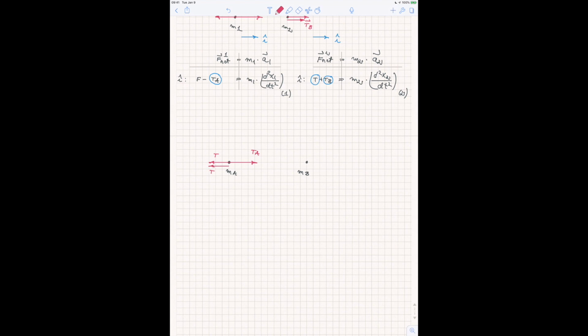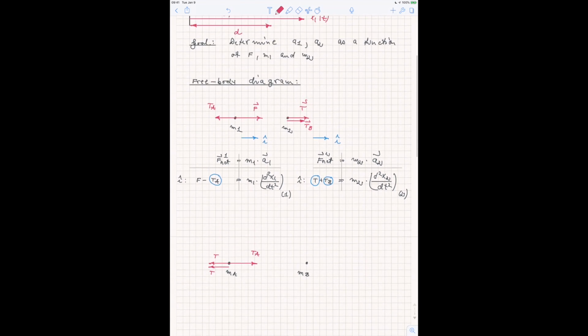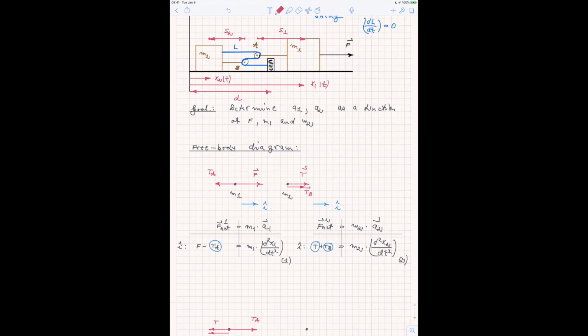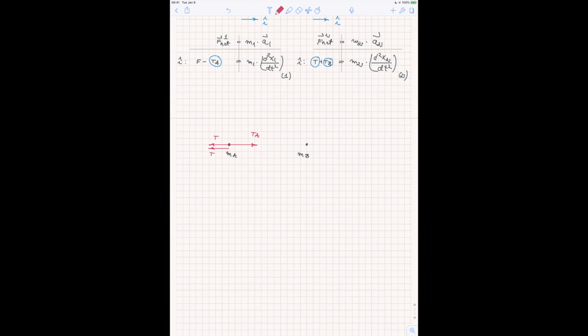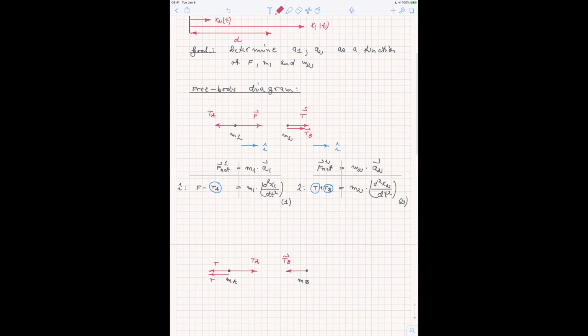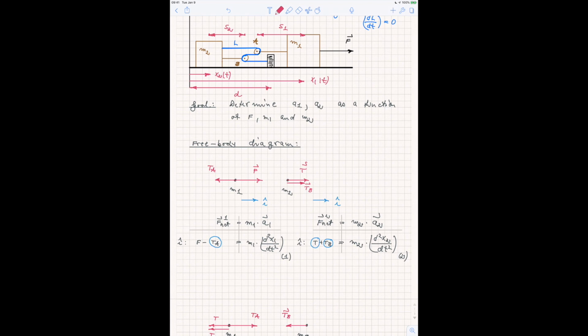Now let's go to pulley B. The same thing: mass M2 is in contact with pulley B. Tension force TB is acting on mass M2 from left to right. Therefore, the interaction pair, the tension in the string TB, is also acting on pulley B, but in the opposite direction. So we have here tension in the string TB, and the masses of pulley A and B are ignored.